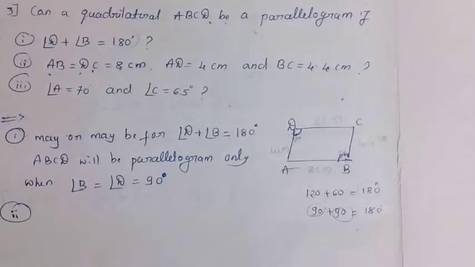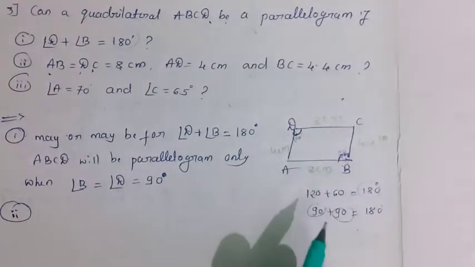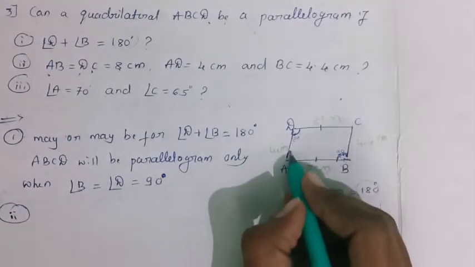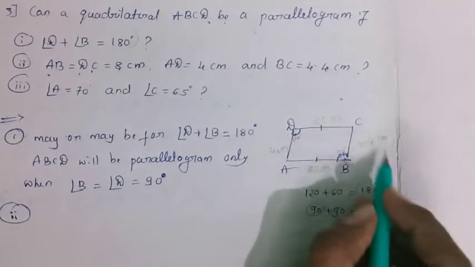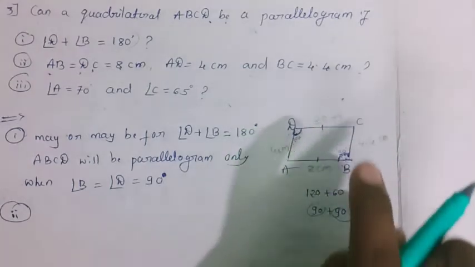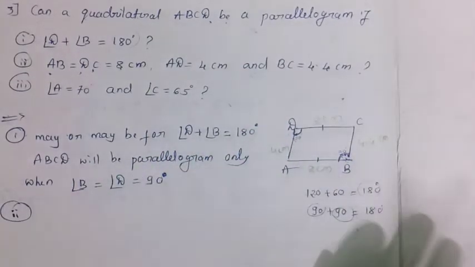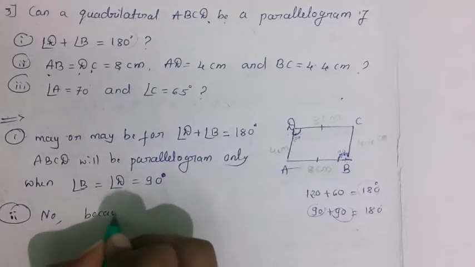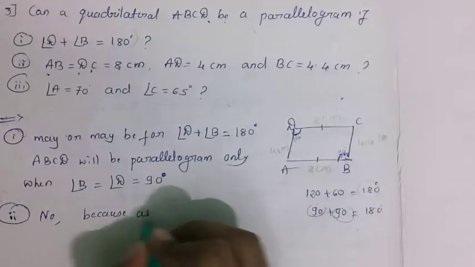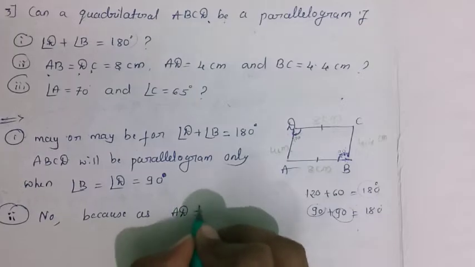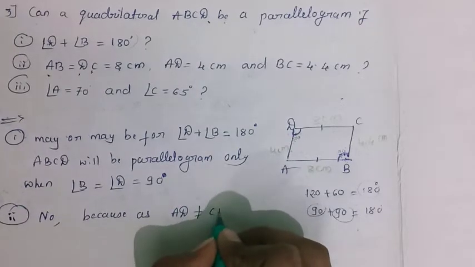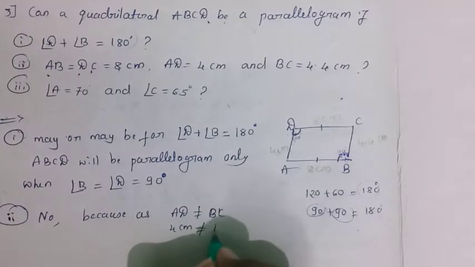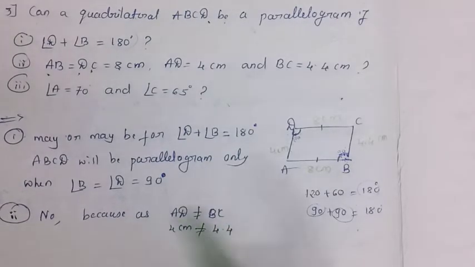So what is the parallelogram rule? The opposite sides must and should be equal. So here these are equal, okay, but as they have given, this is 4 centimeter and this one is 4.4, that means it is not an equal side. So if it is not equal, then we can't form a parallelogram. So we can say no, it is not possible, because as they have given, AD is not equal to CB or BC. Like that only we will write: 4 centimeter, which is not equal to 4.4. So this is the sign which is not equal.